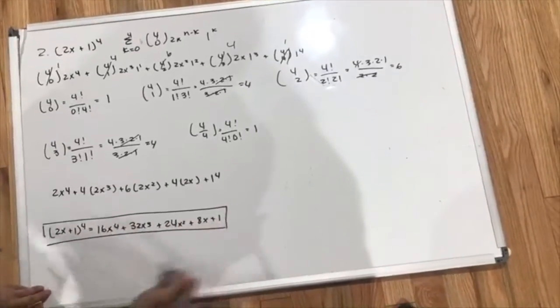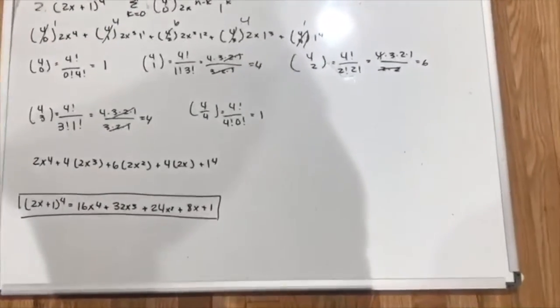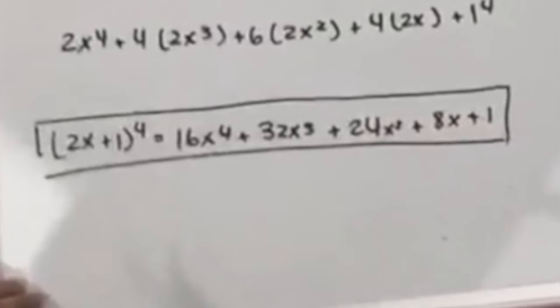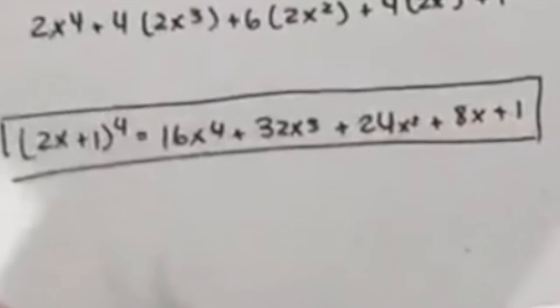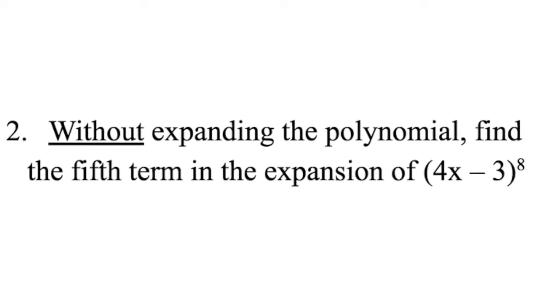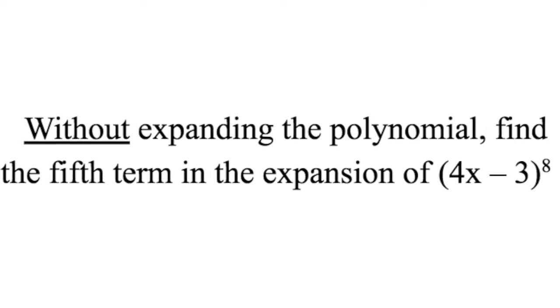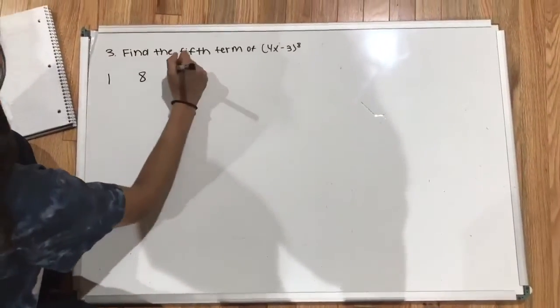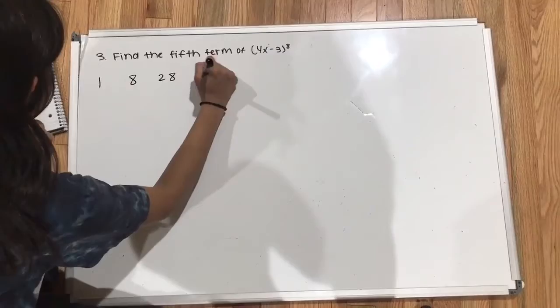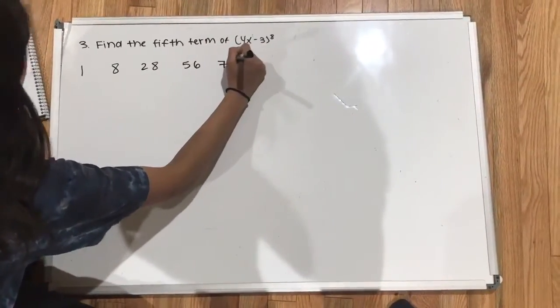So (2x plus 1) raised to the 4th power is 16x to the 4th plus 32x cubed plus 24x squared plus 8x plus 1. To find the 5th term of (4x minus 3) raised to the 8th power, we need to first write out the 8th line of Pascal's triangle. This will determine the coefficients in each term in the final product.